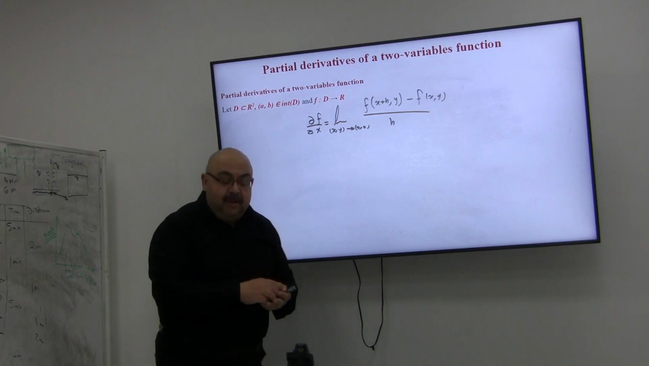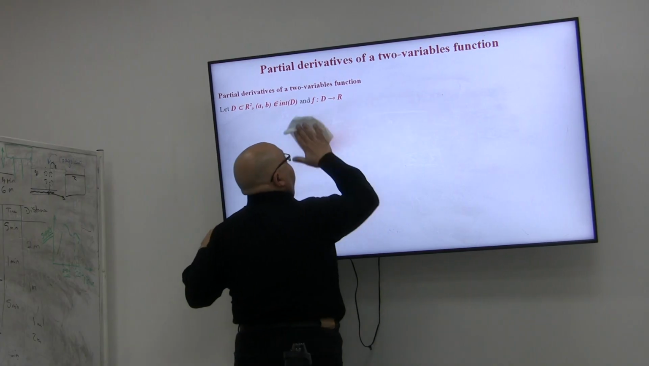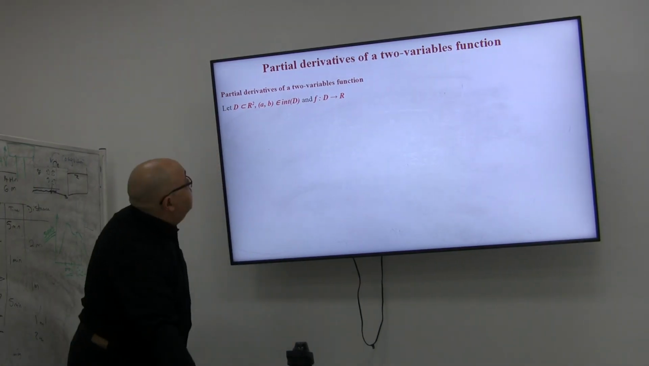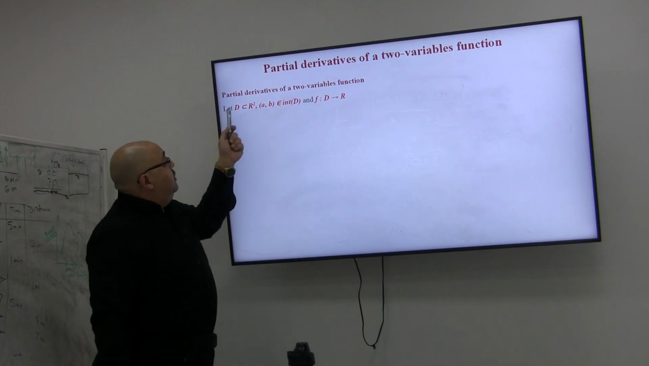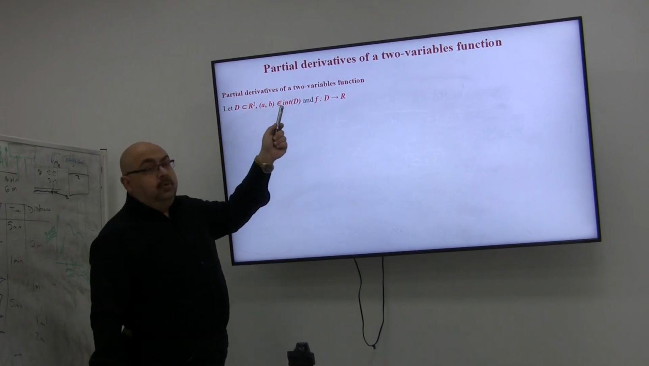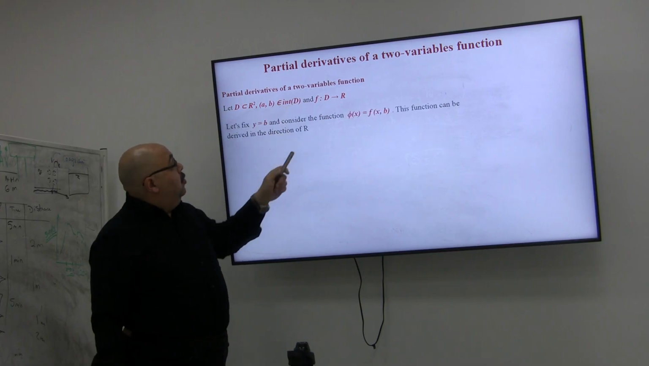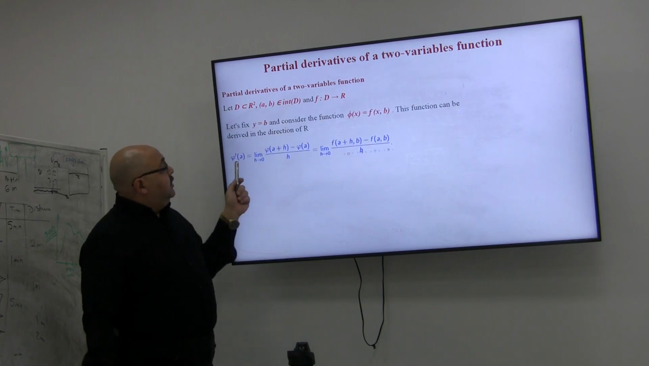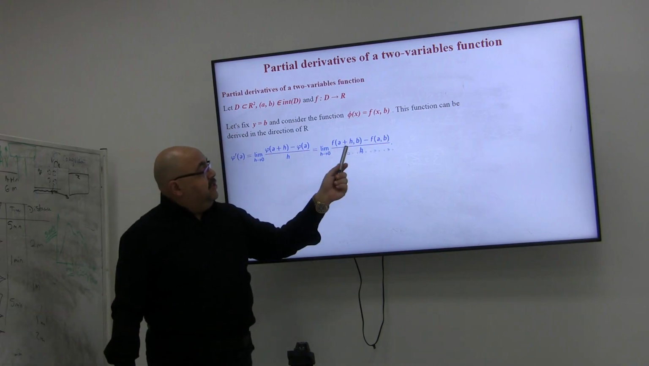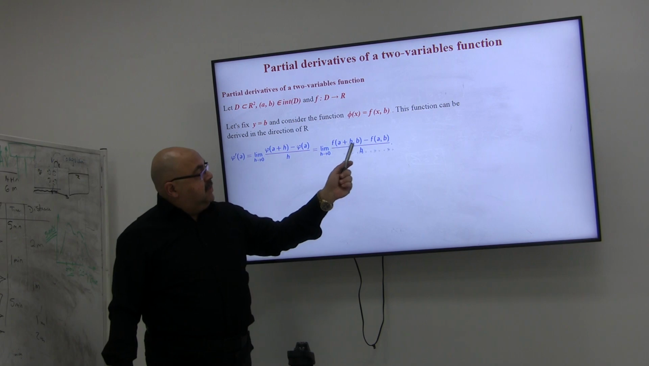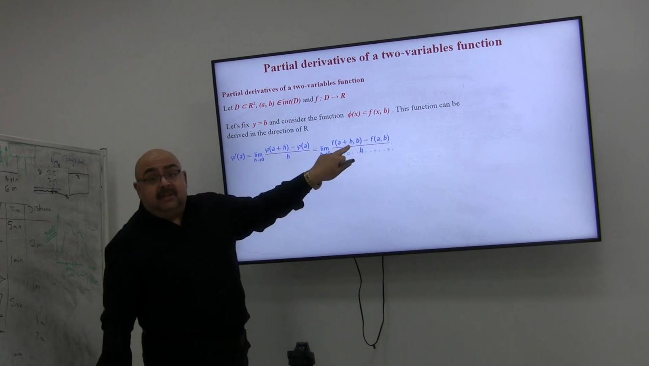Okay, that's the definition of how to use the partial derivatives. It's stated here: partial derivatives of two-variable functions. Let D belong to R squared, and a and b belong to the interior of D. In this case, if I want to get the derivative in the direction of x, it's going to be f of a plus h and b, minus f of a and b, over h. Remark: the h is in the x direction.